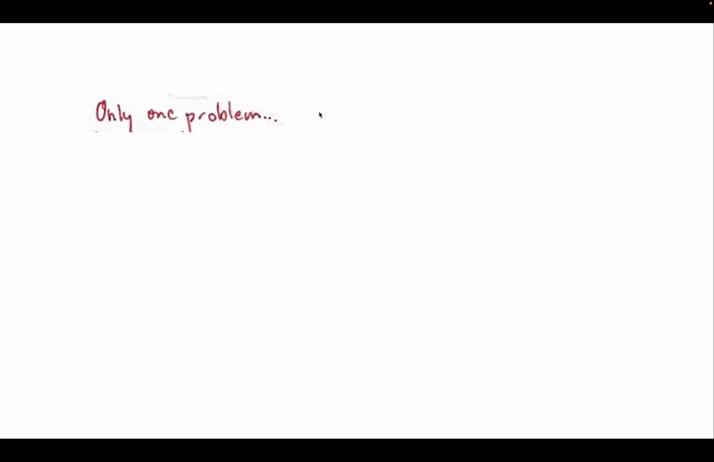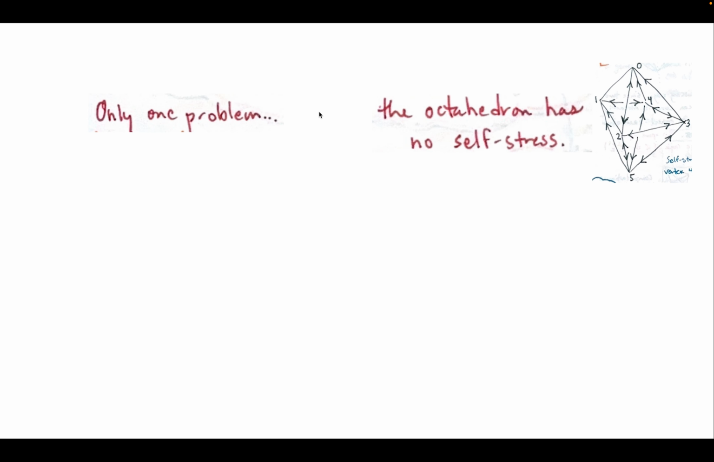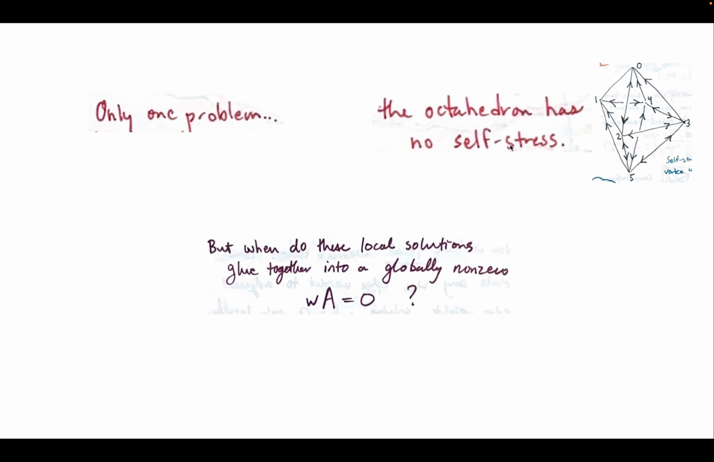Awesome. One problem: the octahedron has no self-stress. So I was looking for weight 4, 5 or whatever, weight AB, and I found a formula for it, but the octahedron has no self-stress. So really, the question is, when do these local solutions glue together into a globally non-zero solution?